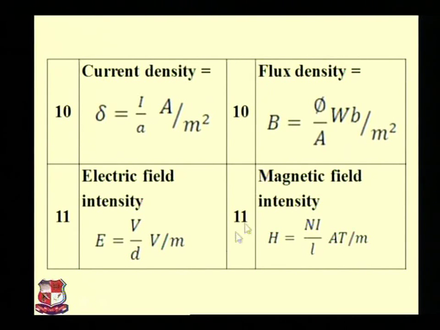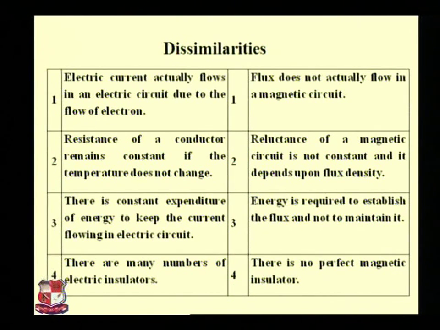So there are 11 points of similarity between the electric circuit and magnetic circuit, while there are a few dissimilarities, or we can say differences, between electric and magnetic circuits. So let's discuss what the dissimilarities between these two circuits are.